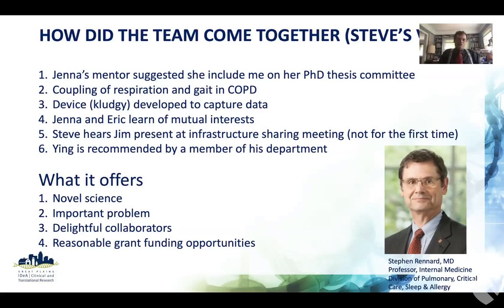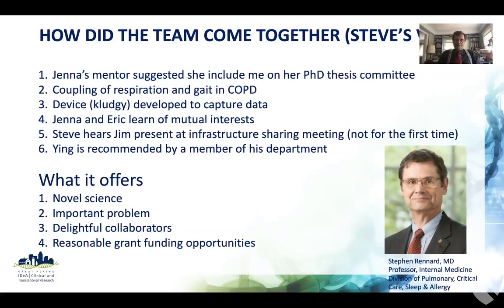So what it offers, specifically for me, is that this is novel science, and it's novel science aimed at what I think everybody recognizes as an important problem. In addition, and this is also really important, there are absolutely delightful collaborators. The collaboration to date has been fun. Now, it'll be much more fun if we get the money, and it'll be even more fun if we succeed in what we plan to do. But just the process of going through has been okay.